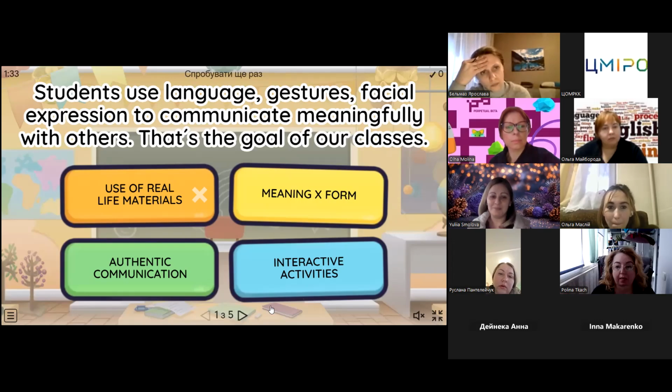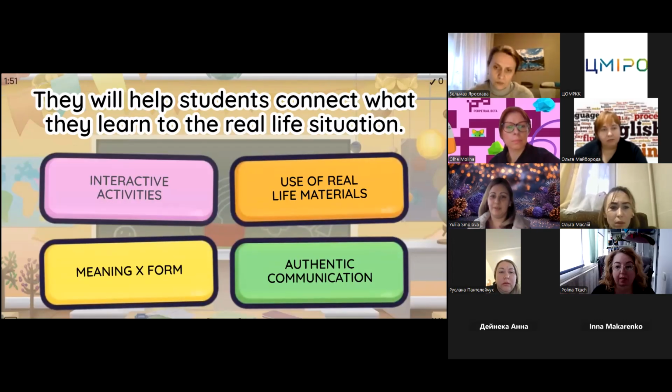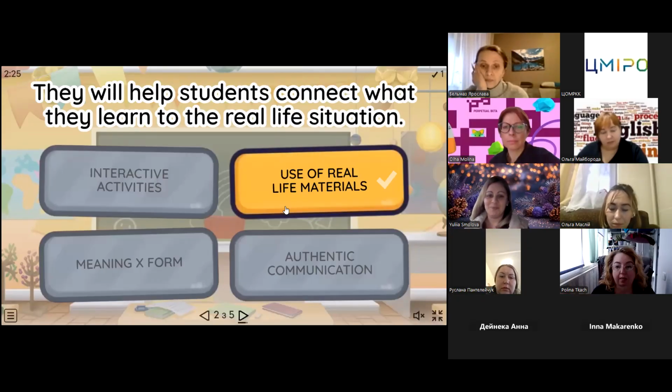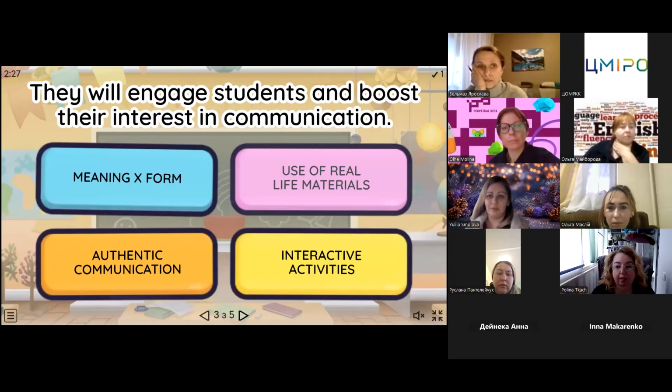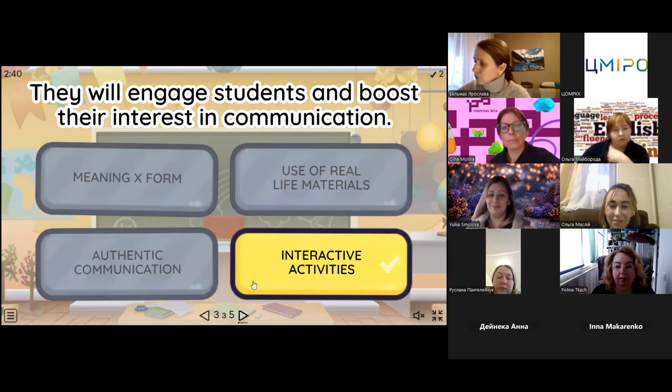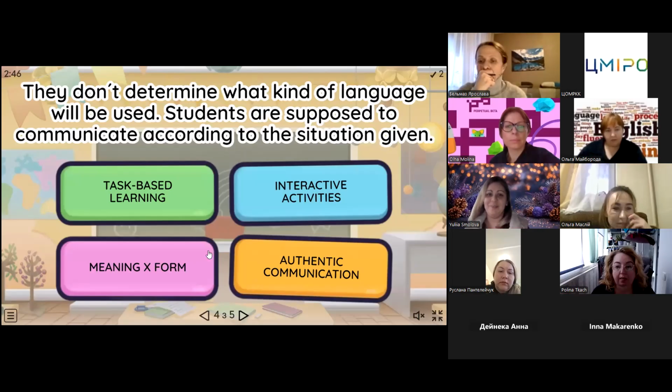Okay. What about the next one? What do you think? Something that can lead to a real-life situation. So if it is something real, probably it could be something connected to real life, right? Okay. So if it is about boosting the interest in communication, maybe interactive activities. Okay. And maybe one more. A kind of not authentic communication, but interactive communication. Good. Let's have a look at one more.